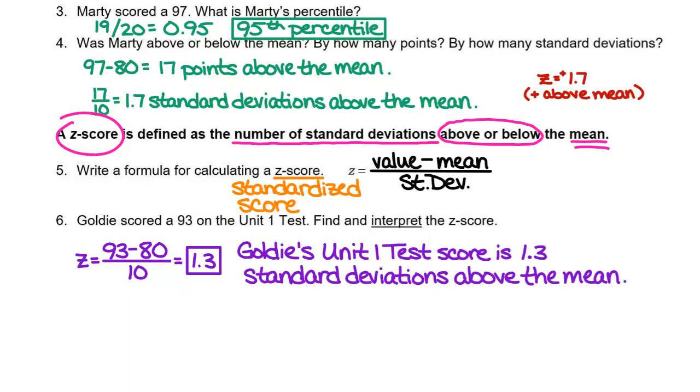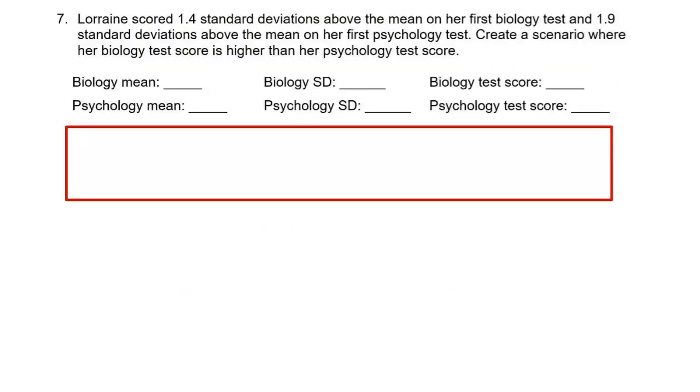All right. We're going to try something a little bit different. I'm going to explain the task. You can find some people to work with. I'm not going to give a super long time. But I want to see if we can create a scenario where this is true. Lorraine scored 1.4 standard deviations above the mean on her first biology test, and 1.9 standard deviations above the mean on her first psychology test. Create a scenario where her biology test score is higher than her psychology test score.